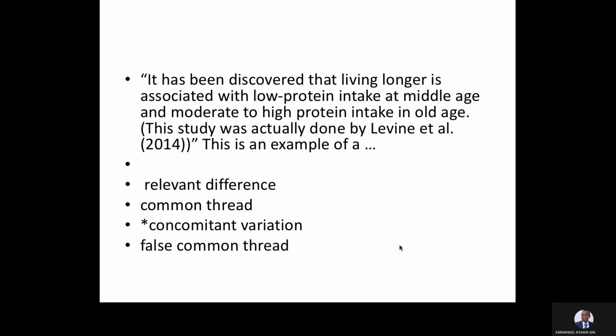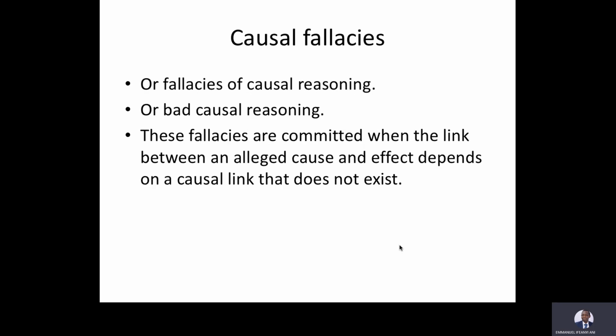That brings us to the end of the three informal causal reasoning patterns. So by now we understand relevant difference, common thread, and concomitant variation. Now that we have seen some basic causal reasoning patterns, how we identify causes in our daily lives, let's now look at causal fallacies, or fallacies of causal reasoning, or bad causal reasoning. That is, let's look at how we shouldn't do causal reasoning.